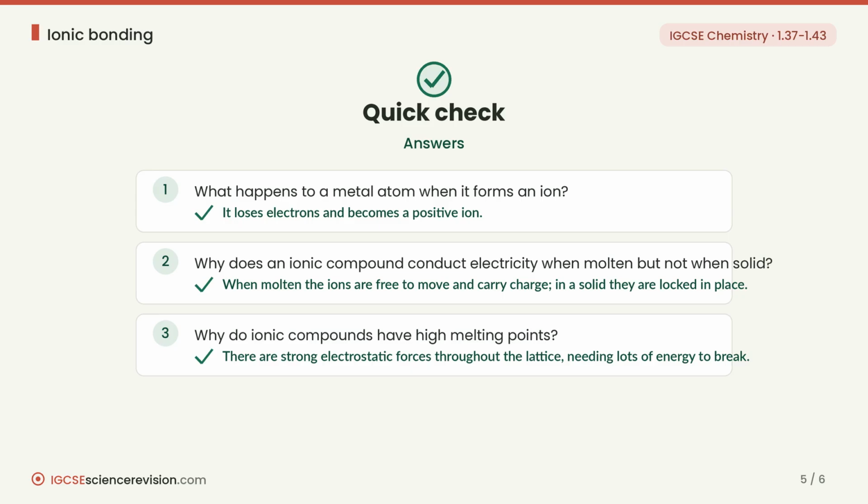1. It loses electrons and becomes a positive ion. 2. When molten, the ions are free to move and carry charge. In a solid, they are locked in place. 3. There are strong electrostatic forces throughout the lattice, needing lots of energy to break.